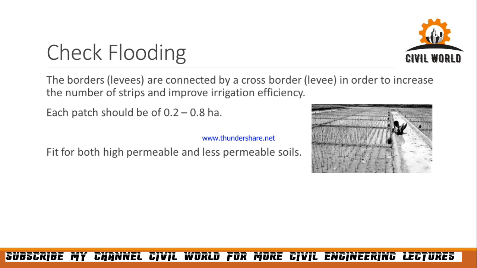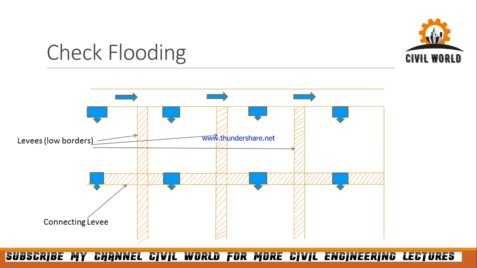Check flooding: the border levees are connected by a cross levee in order to increase the number of strips and improve irrigation efficiency. Each patch should be of 0.2 to 0.8 hectares, fit for both highly permeable and less permeable soil. It's very good. Check flooding should be adopted.